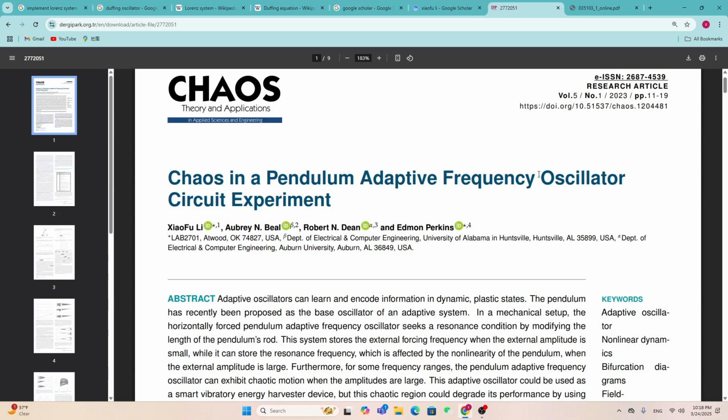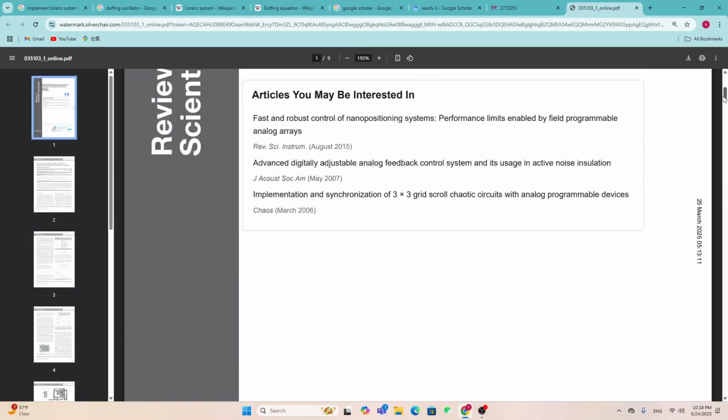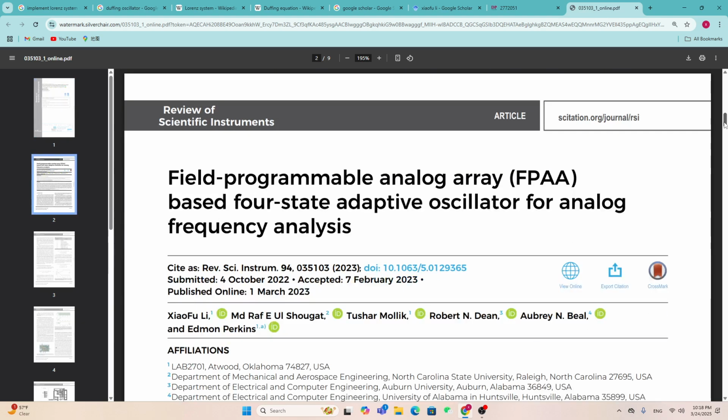I also have an FPAA implementation. The other one is a pure adaptive oscillator demonstration that was also implemented through FPAA. So the adaptive oscillator here is also one type of nonlinear oscillator. But the benefit of using this oscillator, a single one, is that you can actually use it to learn an unknown signal input, let's say amplitude and also frequency.